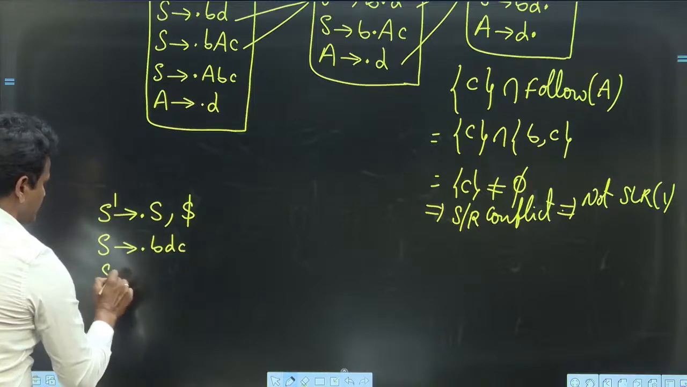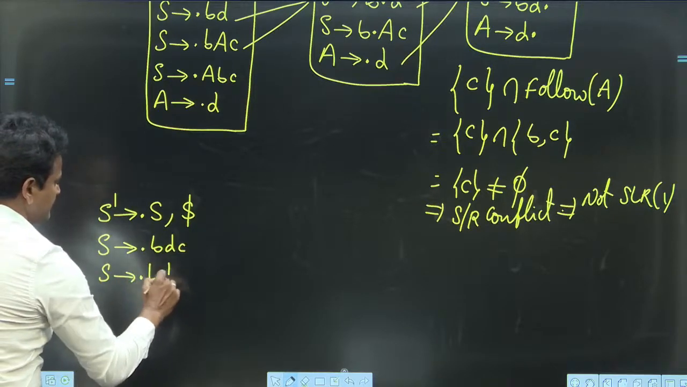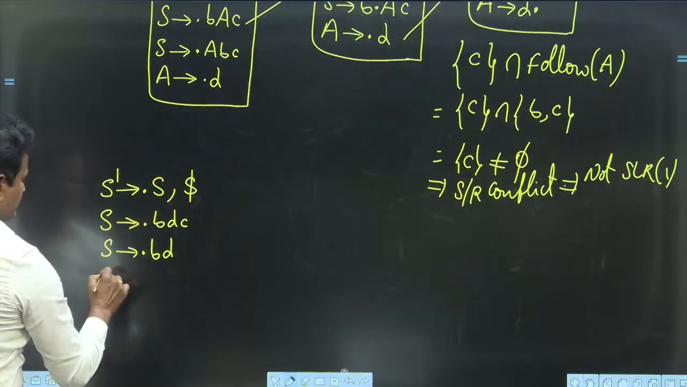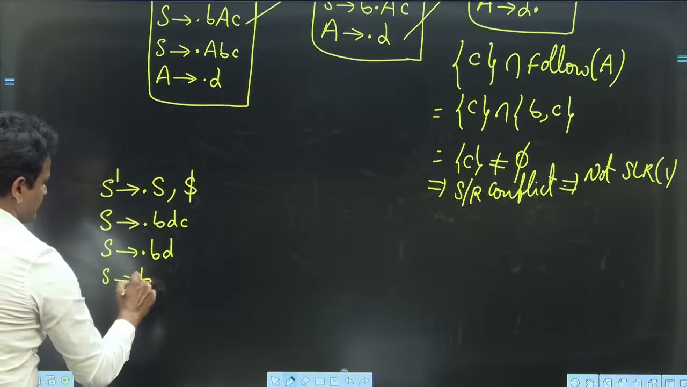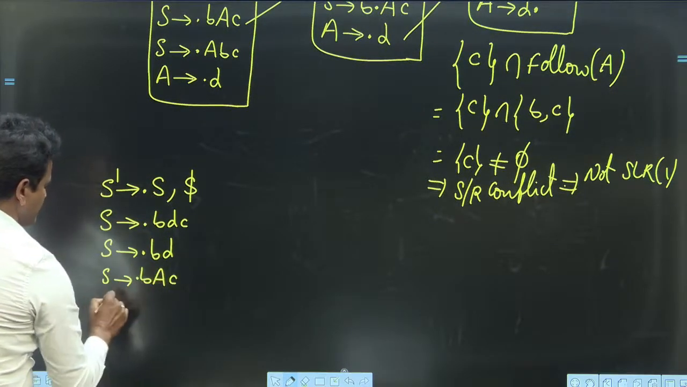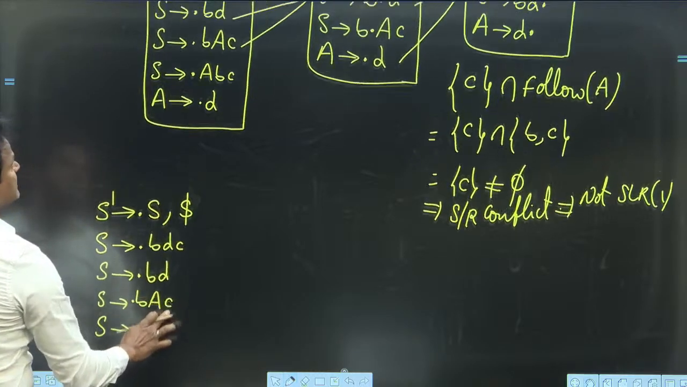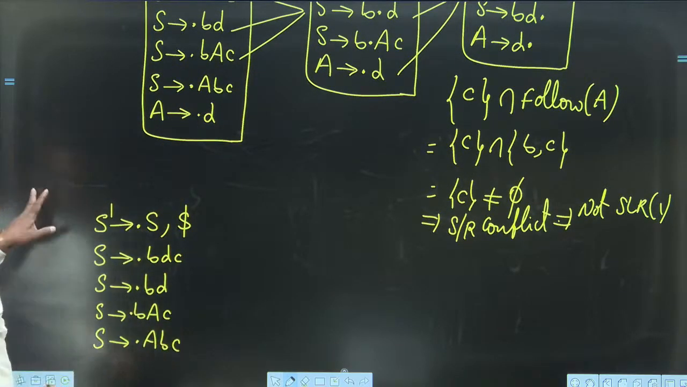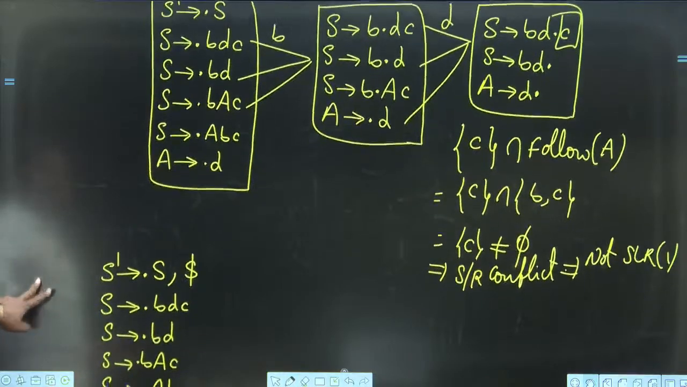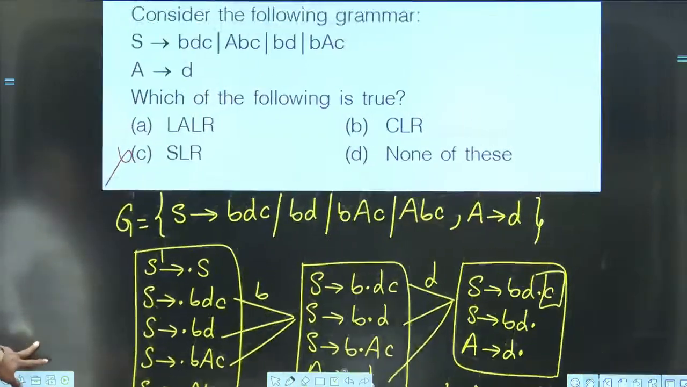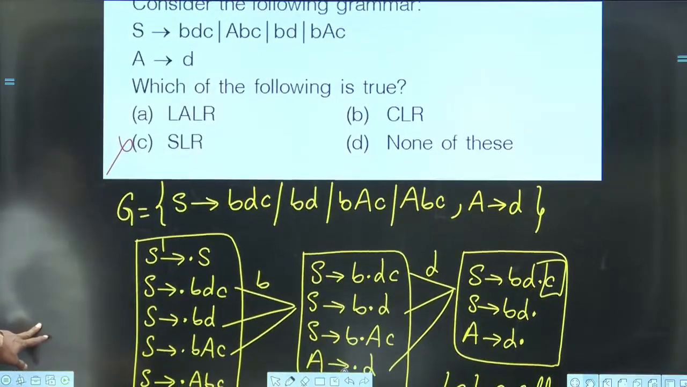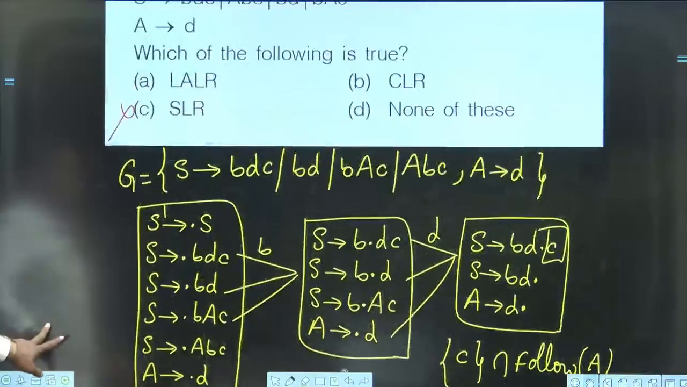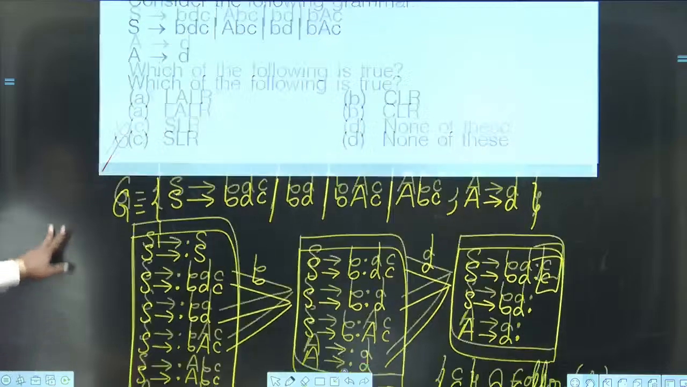BDC, BD, and BAC, and one more production of S, that is ABC. So let me check once. BDC, BD, BAC, and one more is ABC.